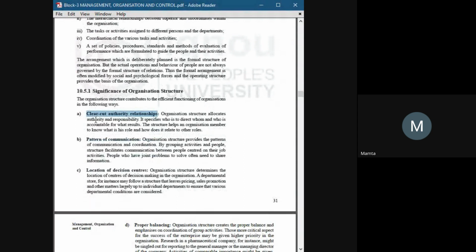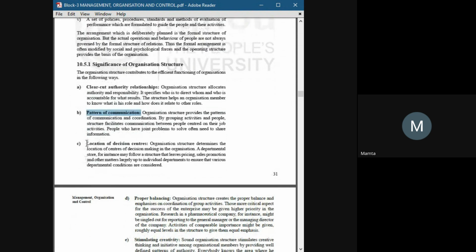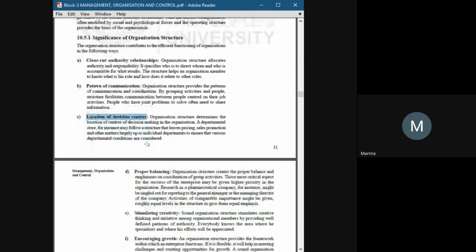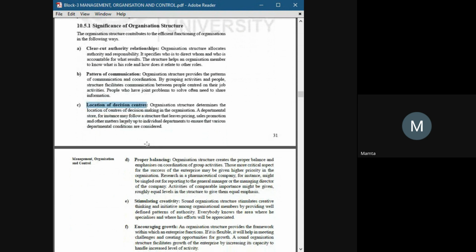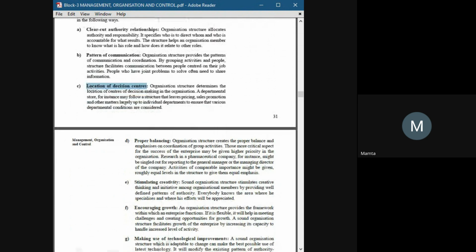Organizational structure allocates authority and responsibility. It specifies who directs whom and who is accountable for what results. Pattern of communication: because there is a chain of command, it shows you the pattern of communication from higher authority to lower or vice versa. Location of decision centers: who will take the decision. If we have a team, then the superior or the team manager will take the decision, so we know who has the decision-making power.